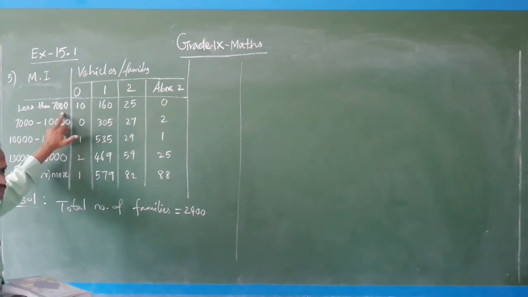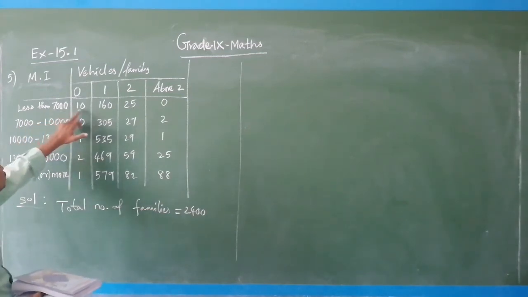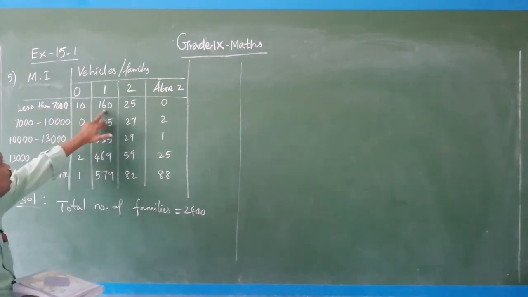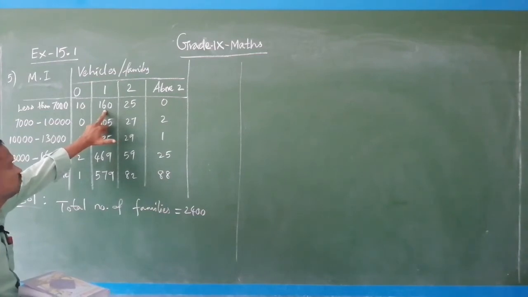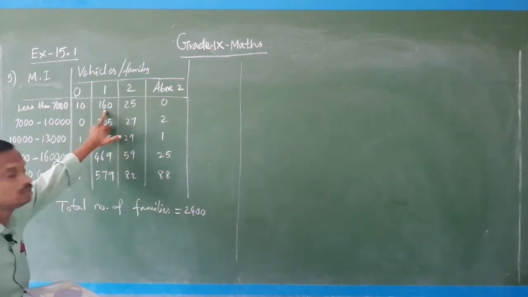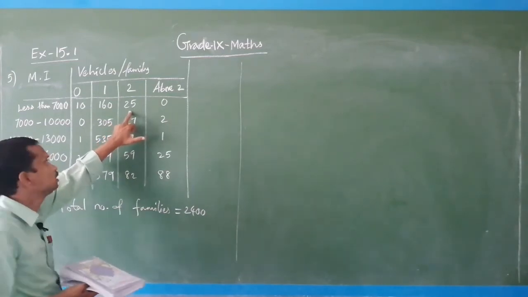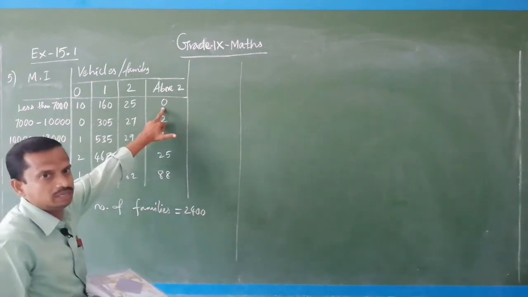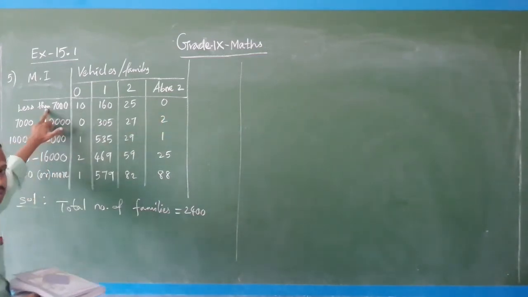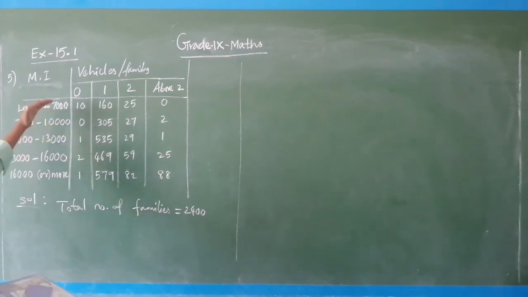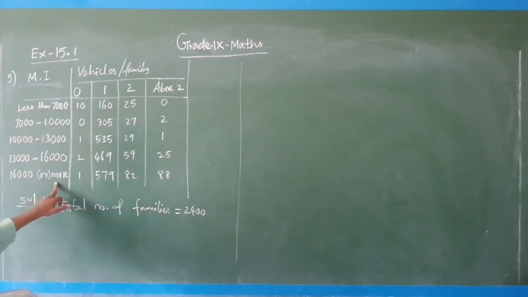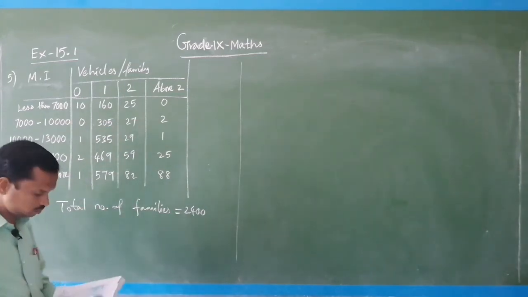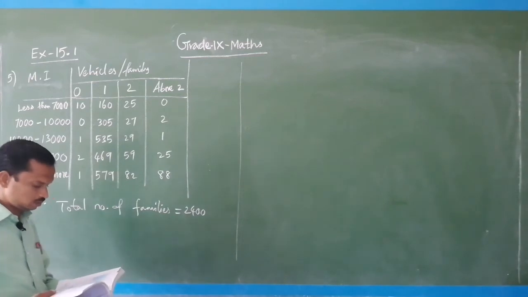So income here less than 7,000. So their income is less than 7,000, and 10 families have no vehicles, and 160 families have 1 vehicle, 25 families have 2 vehicles, and no family has more than 2 vehicles. So they come under the income level less than 7,000. So like that up to 16,000 or more. So up to that they have given this data, and the question 5 options are there.